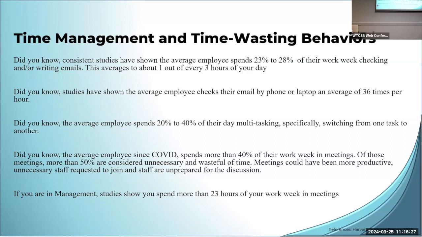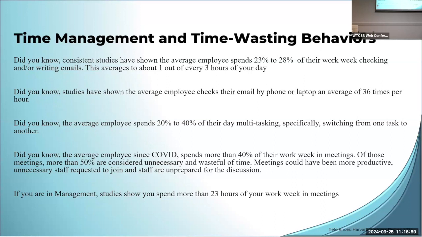Studies have shown the average employee checks their email by phone or laptop an average of 36 times per hour. I was in like the 40 range, a little bit more when I checked it, and that's because of our multitasking. When I did this, I was like, I don't believe that. 36 times an hour seems awfully excessive. But the number of times I was even in a meeting and I just kept going back and forth, or something popped up on my phone and I'm like, oh, what's that? Yeah, I think I was around 42.